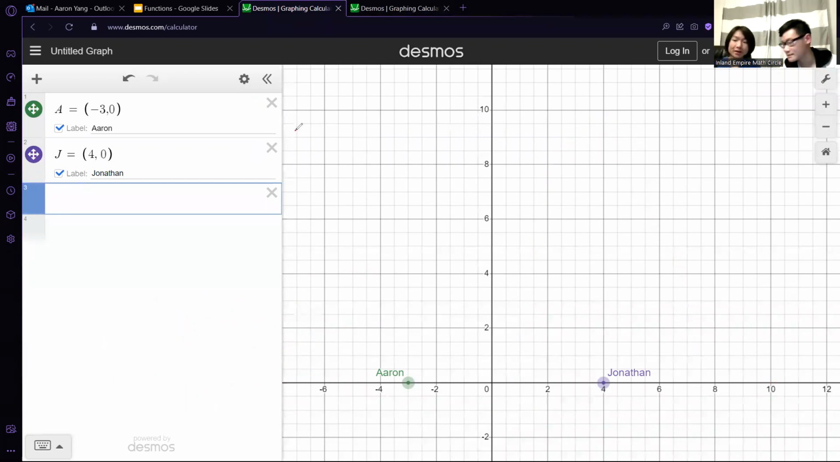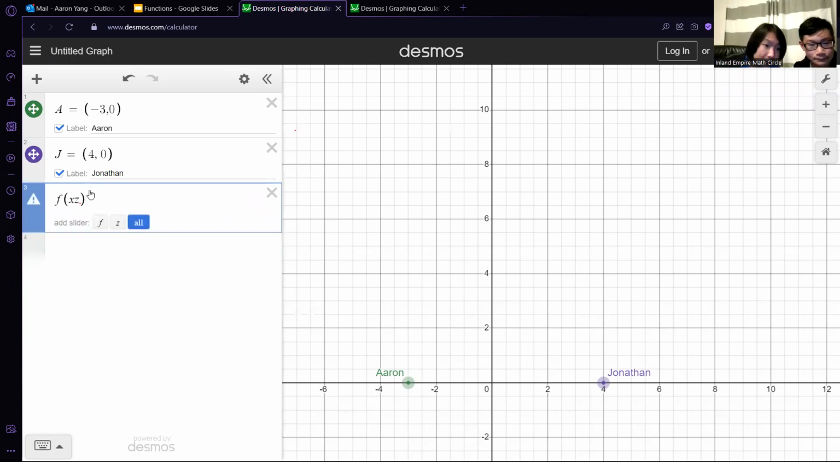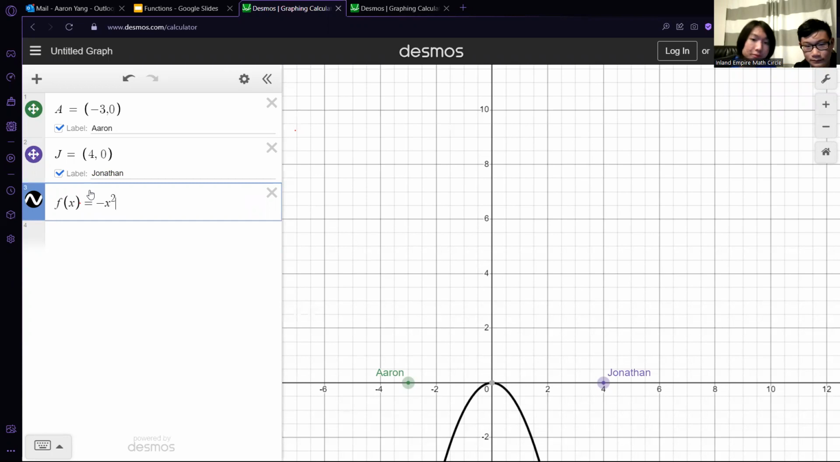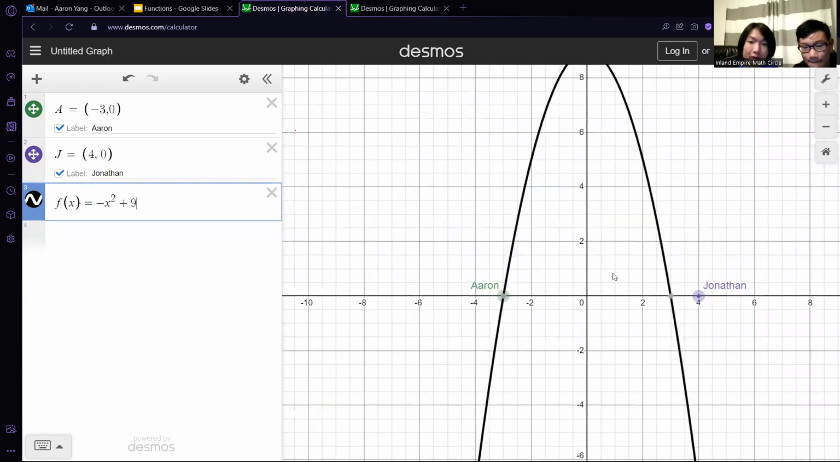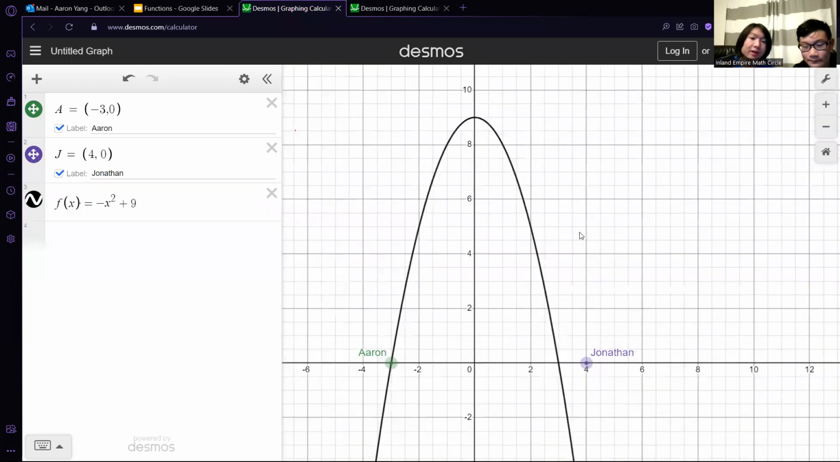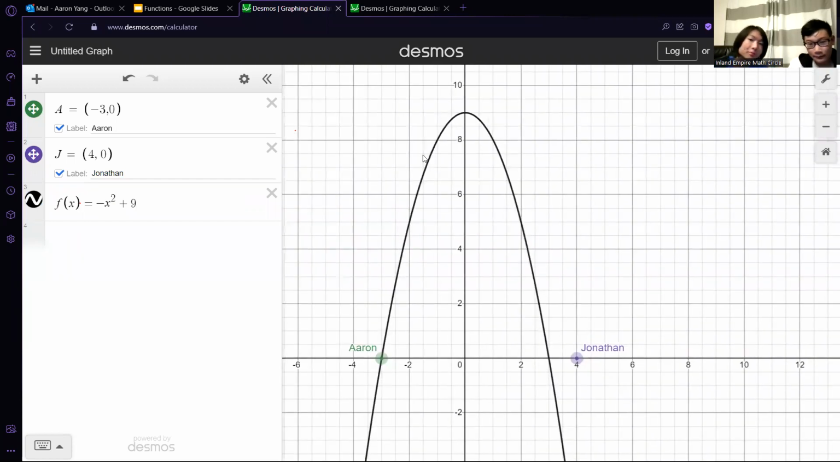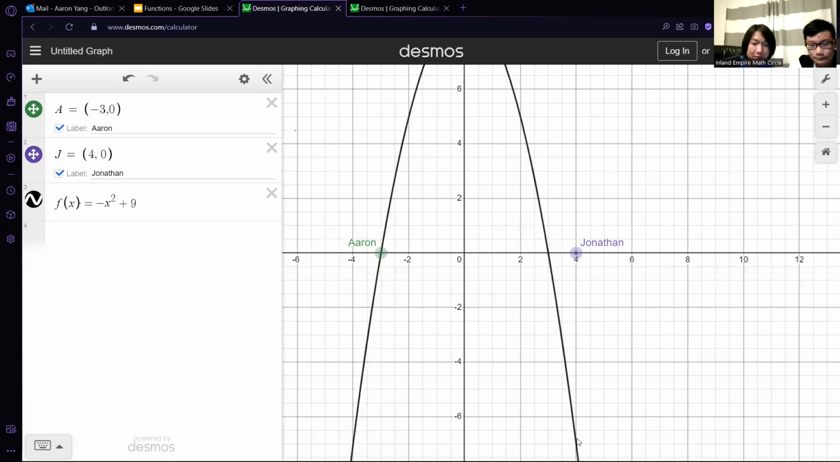Okay, so again, going back to look at that example that we had earlier, you can just graph it here. F of x equals negative x squared plus 9. Okay, so here's the path of the ball as we find it. So we can see that Aaron threw it pretty high up, went up, and then came back down, and it was not far enough for Jonathan to catch. And then when we plugged in x equals 4, you see that ball is actually way down here or around down here. So there's no way he would have caught that.